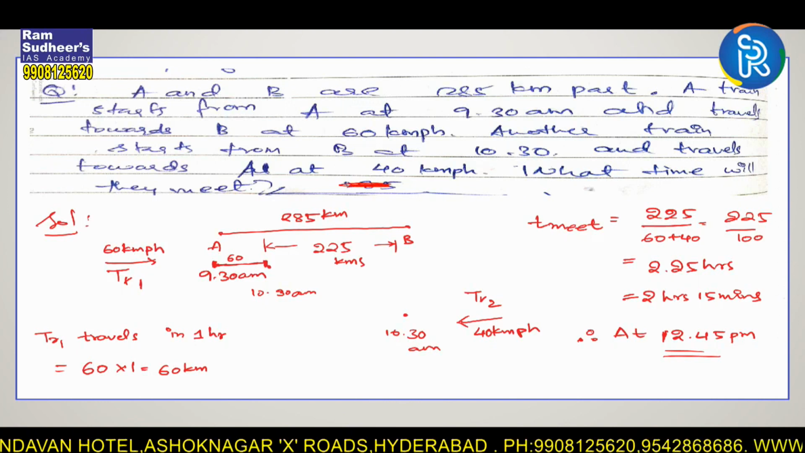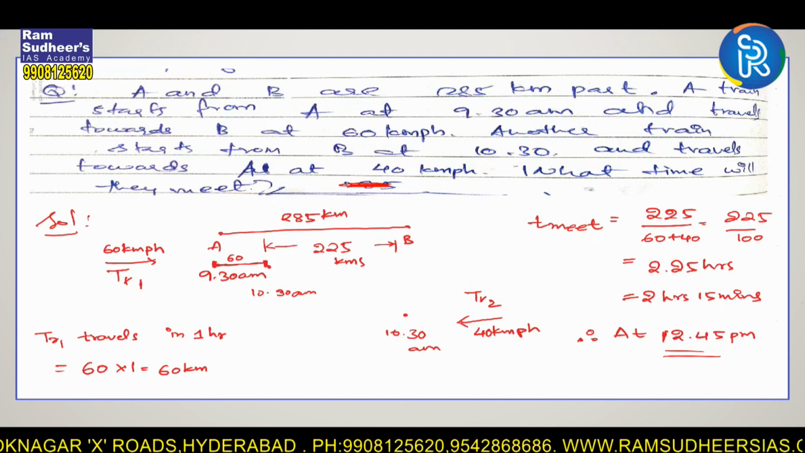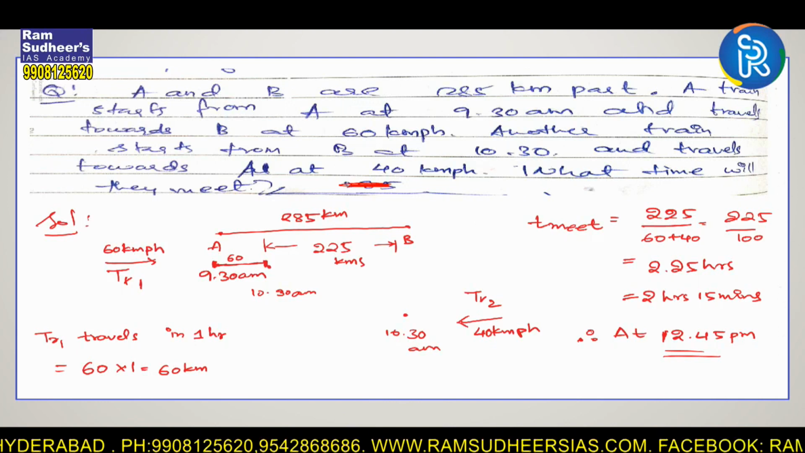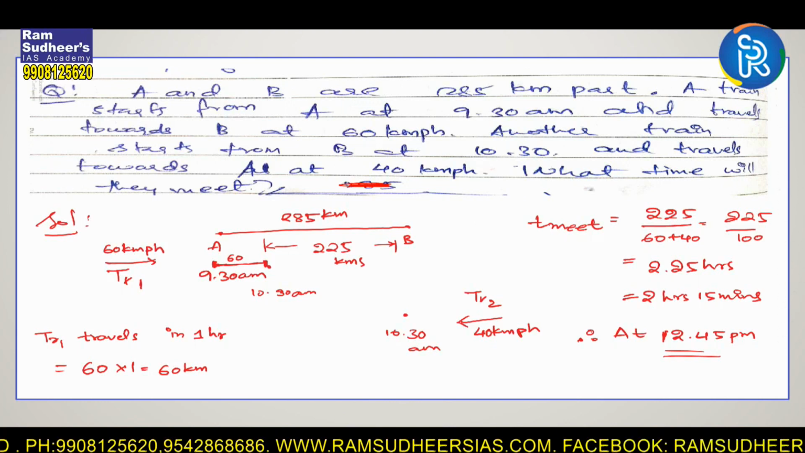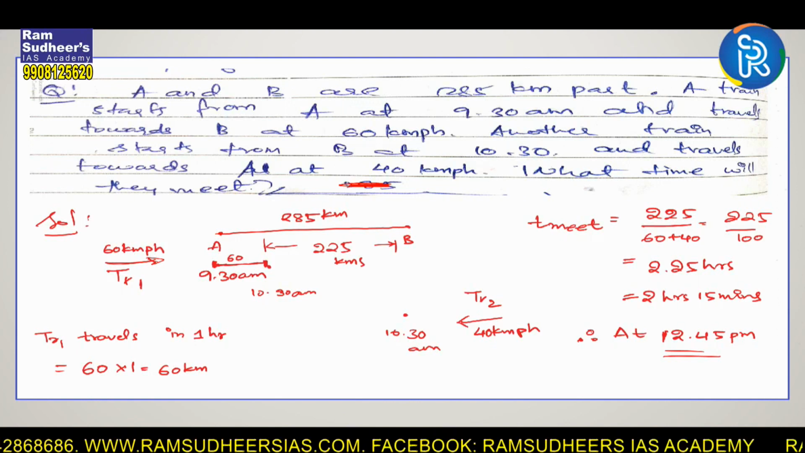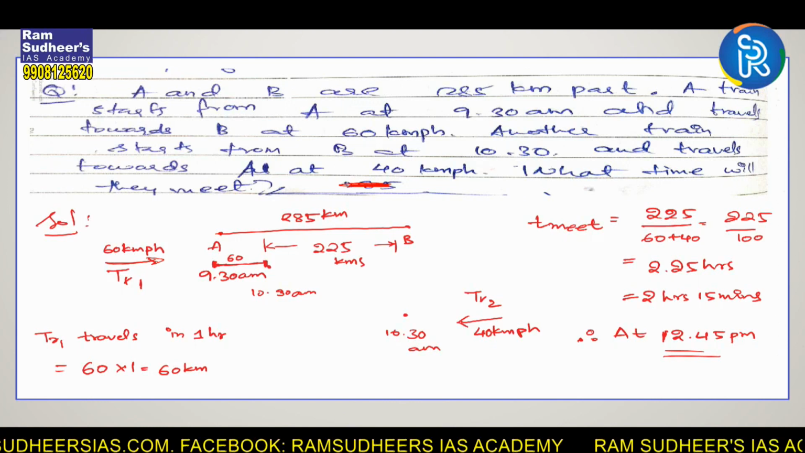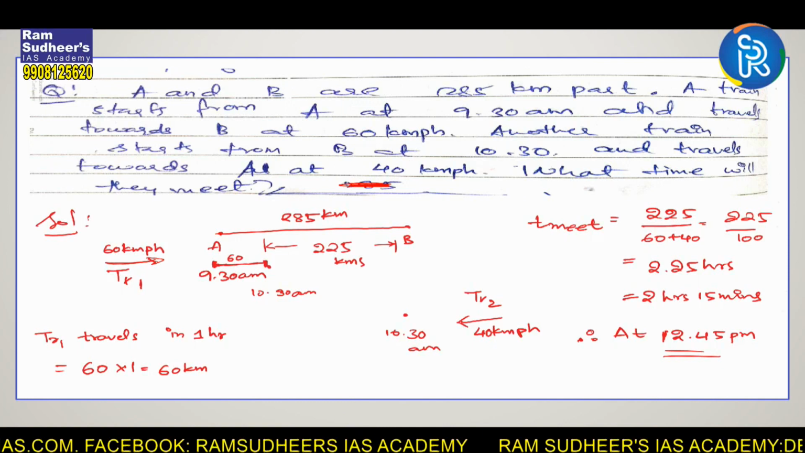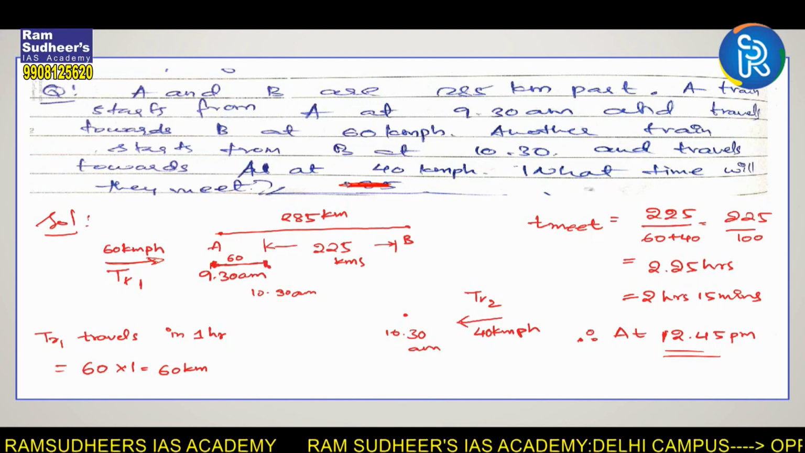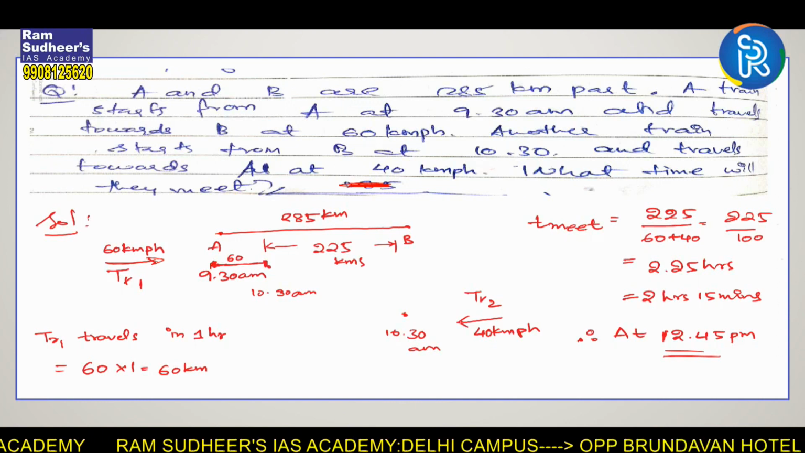Just make sure you understand the question. Train 1 starts at 9:30 a.m. from A and travels towards B with 60 km per hour. And from point B, train 2 starts at 10:30 a.m. with 40 km per hour towards A. The question asked is what time will they meet? Now, at 9:30 a.m. it is at A and at 10:30 a.m. it is at B. We cannot calculate the distance between them because the times are different.